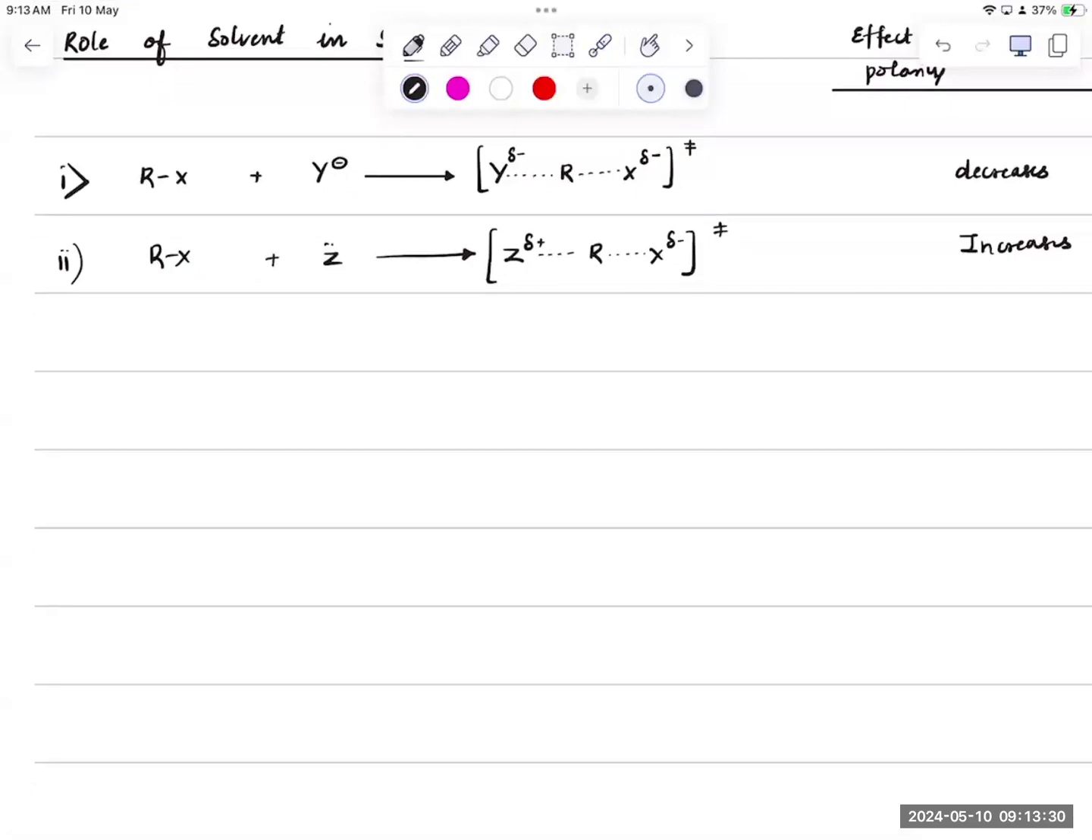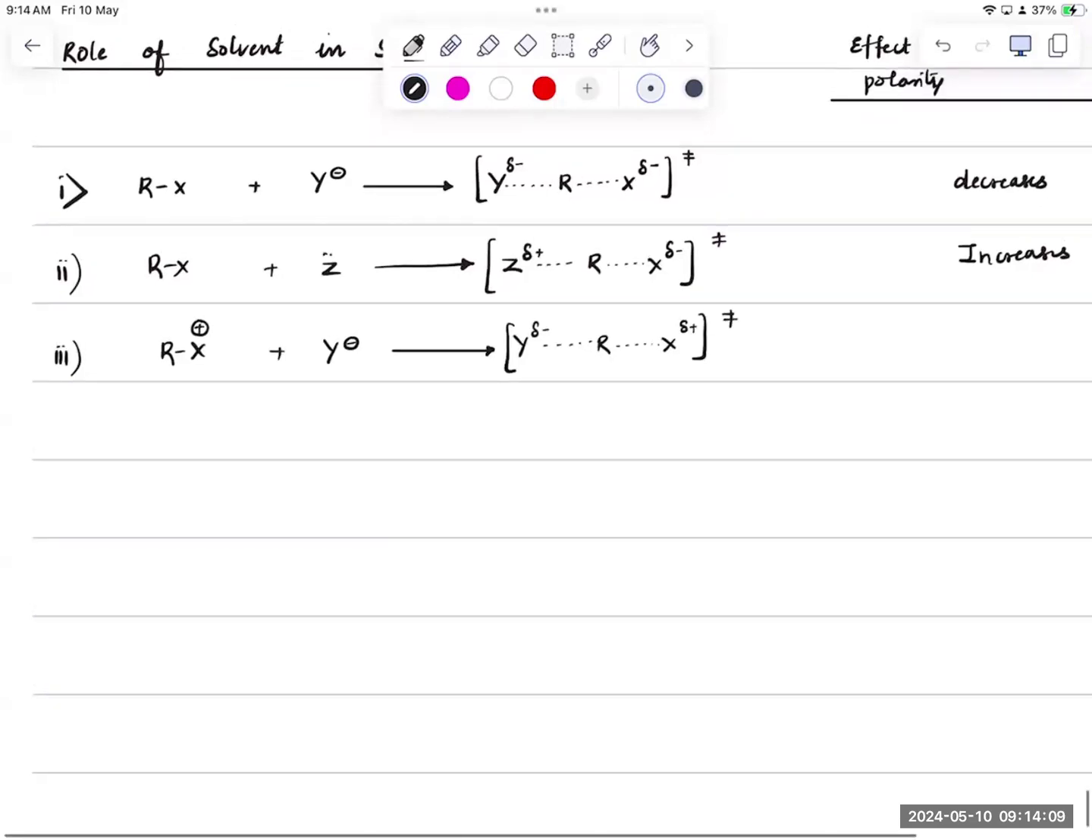Next, third, if you have R, some kind of X plus, the leaving group is no longer neutral. Now the leaving group has some charge, plus. I'm taking the nucleophile as Y minus. So in that case, what would happen? We will have Y minus trying to attack R. At the same time, R is trying to depart from X with some positive charge here, like this.